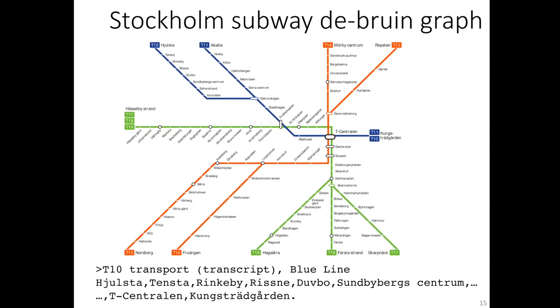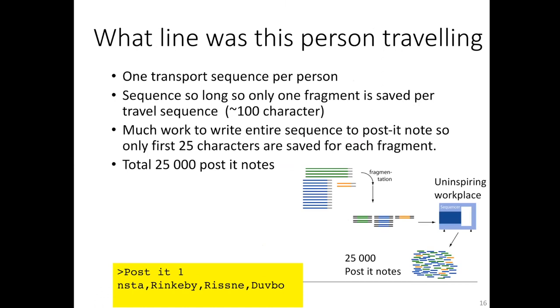So what happens now is that we want to know how many people are traveling on the different lines. And the way we are going to do that is by sampling the people going. Basically, the information that we're getting is one transport sequence per person.